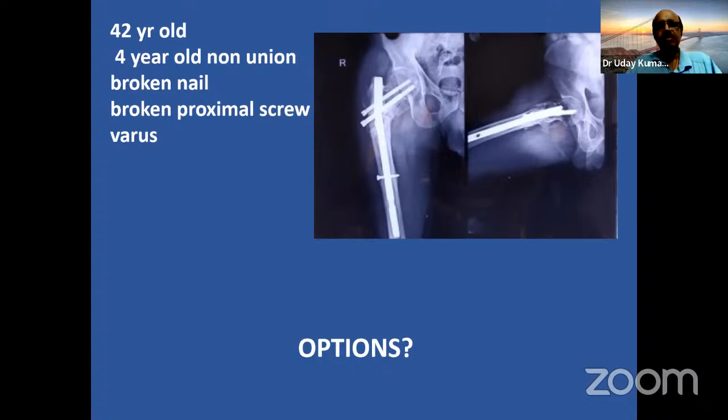Sir, as you have described, how much varus can you correct with a long nail in a 4-year-old non-union? You have to correct the varus. You can even do an osteotomy. Yes, you can do a wedge osteotomy at the fracture site and do a valgus correction. Valgus correction is very, very important. So we tried a little different technique. I would like to show our experience with that.